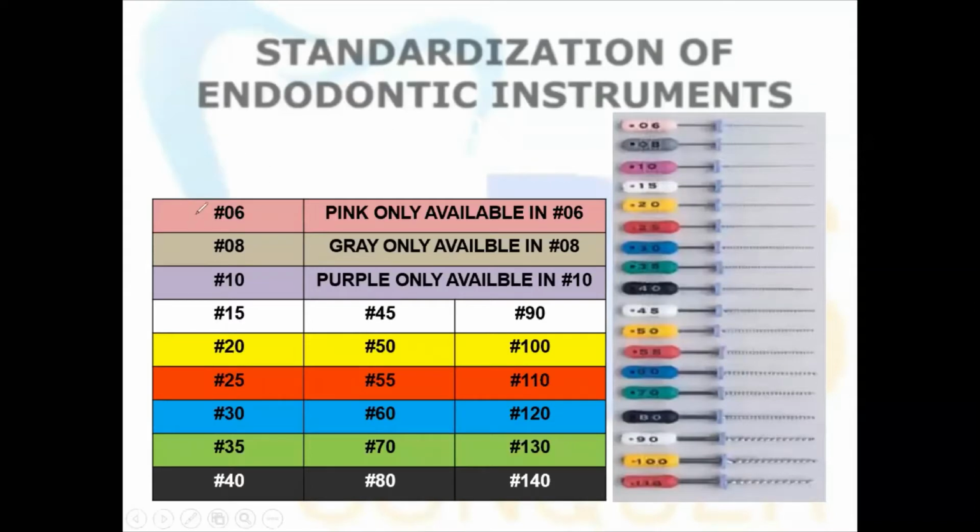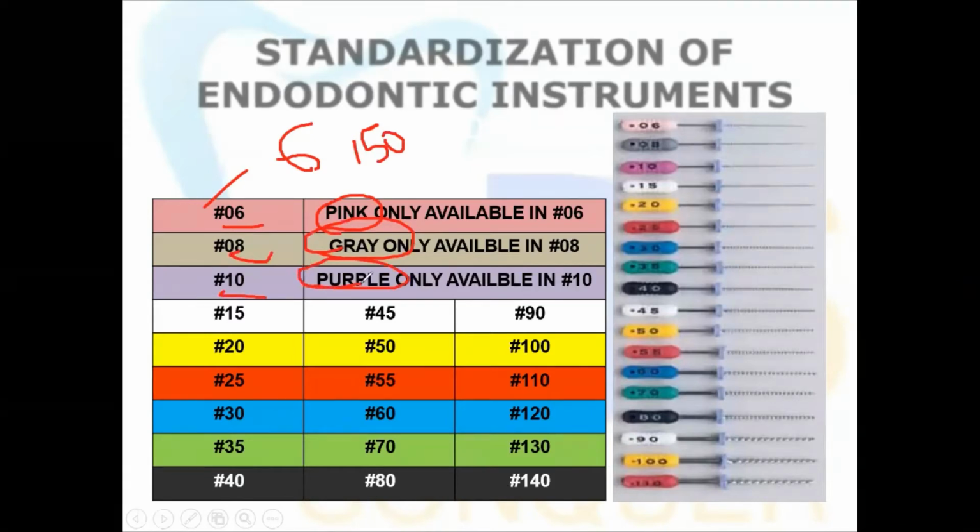As we have already discussed, instruments were numbered from 6 to 140. Sorry, here only till 140 is there. In that, the 6 number files are color coded as pink, 8 number as gray, and 10 number as purple. And later on, the color codings are white, yellow, red, blue, green, and black.